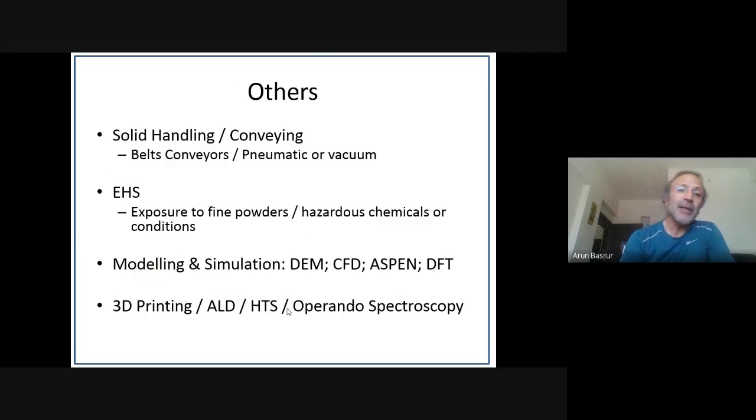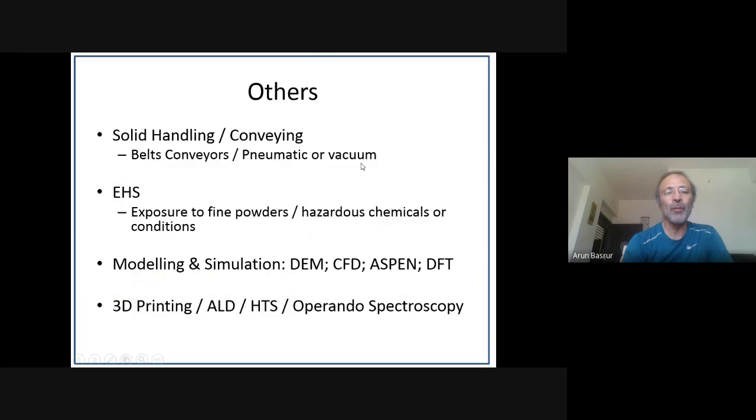Certain other things are in catalysis, you end up handling different kinds of solids, which could be a wet cake, or it could be a solid dry powder, or a formed catalyst shape. So solids handling and conveying are very important areas in which a chemical engineer can contribute. So this can be mechanical, such as belt conveyors, or even pneumatic or vacuum conveyors.